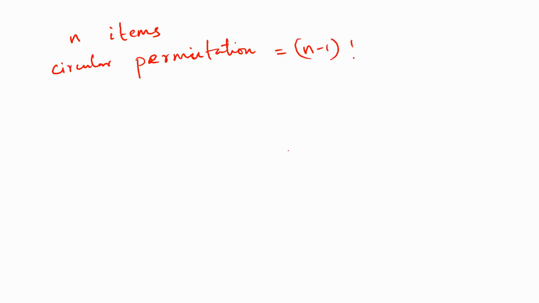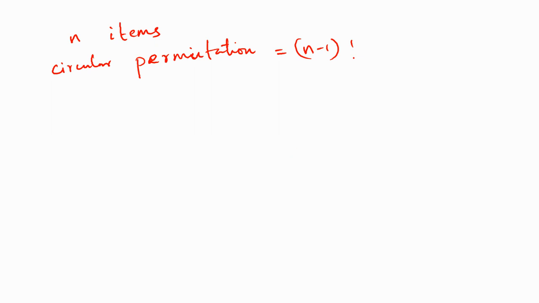So as a conclusion here, if there are n items that need to be placed in a circle, the circular permutation will be one less than that, (n minus 1) factorial. You guys understood why it should be one less than that, right? Because relative to one item we can place the other n minus 1 items.